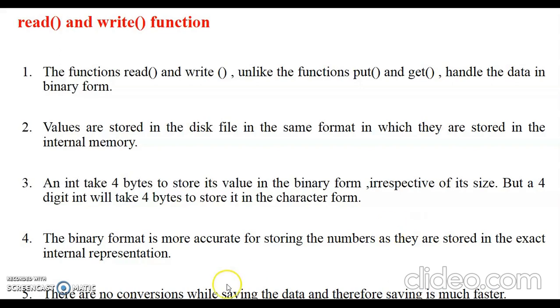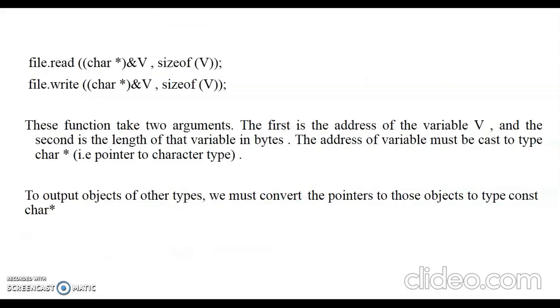The binary format is more accurate for storing numbers, as they are stored in their exact internal representation. There is no conversion while saving the data. Therefore, saving is much faster, because whatever you store in your file is already in binary format. So whenever you save to a file or read it back with the help of your program, you need not do any type of conversion. So it is a little bit faster.